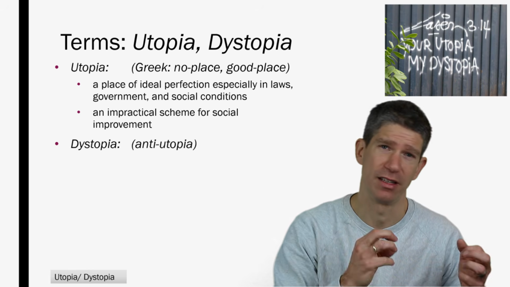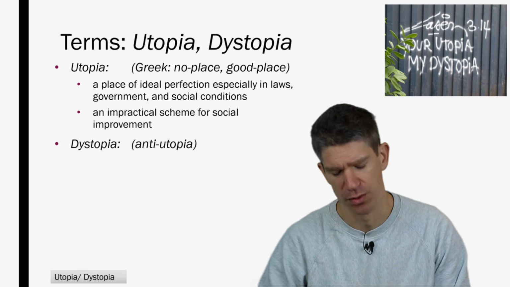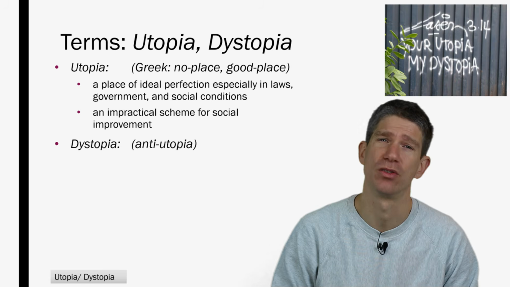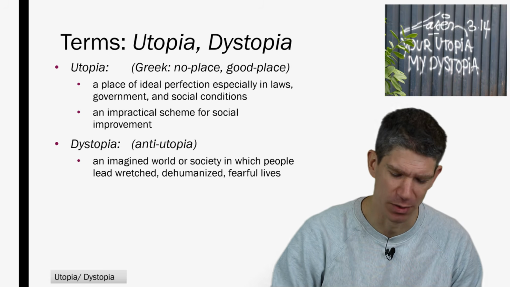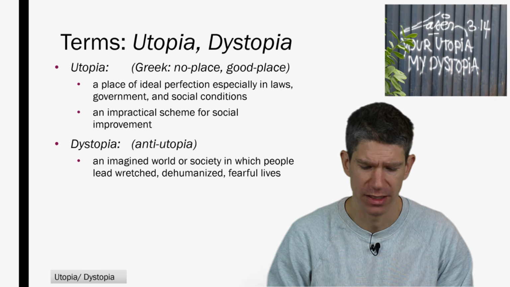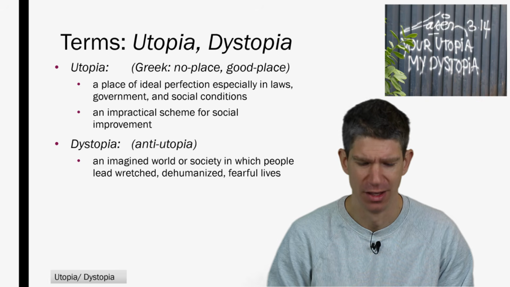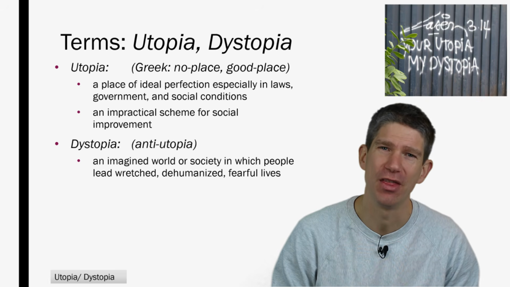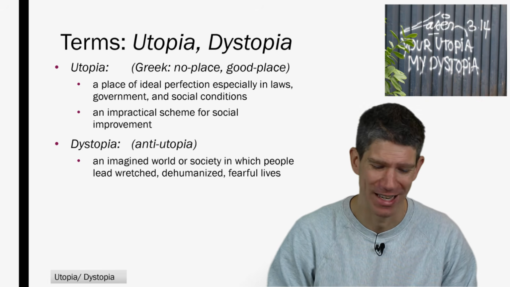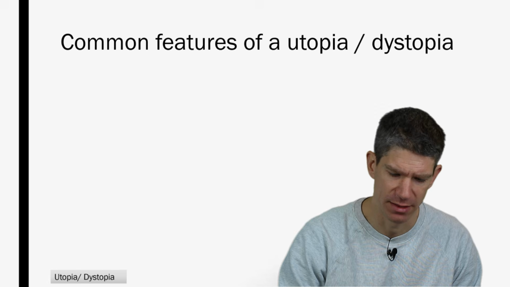So dys is like dysfunctional, it's the opposite of functional. So dystopia is supposed to be the opposite of a utopia, so sort of an anti-utopia. So an imagined world, so not a real world, an imagined world or society in which people lead wretched, dehumanized, fearful lives. So where basically living there is not great at all for the individual. Why? We'll look into that in a second.